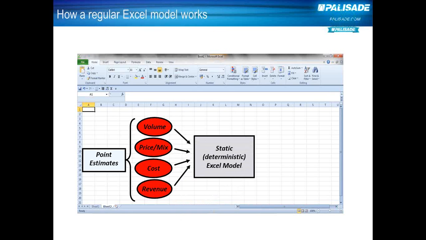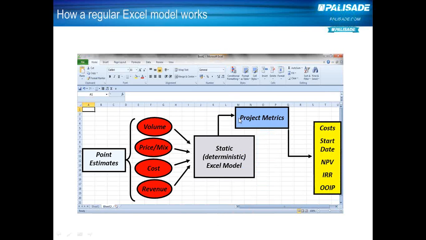And so these then typically feed into a static, or what we call a deterministic, Excel model. So very complex Excel models that we can build up, and from that we then get various project metrics which as organizations or individuals we're particularly interested in. It might be costs, it might be the start date of my project, or the NPV of this particular endeavor.